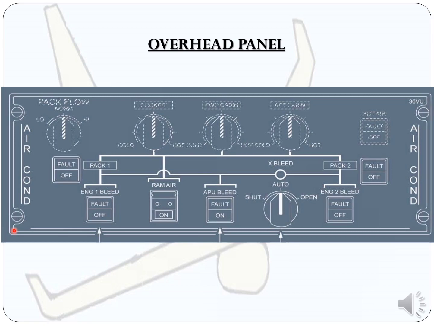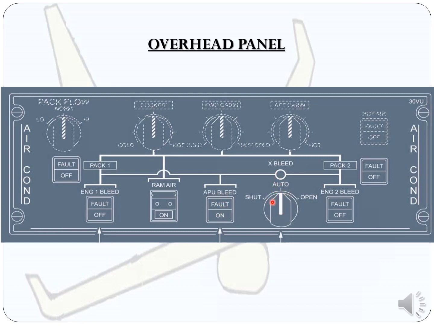In normal operations, all the lights are off. If there are any malfunctions, for example overheat, overpressure or leak detection, the lights will illuminate. This is the engine 1 bleed air; the fault light as well as the off light is given here. This is a push button, and this is the APU bleed push button.